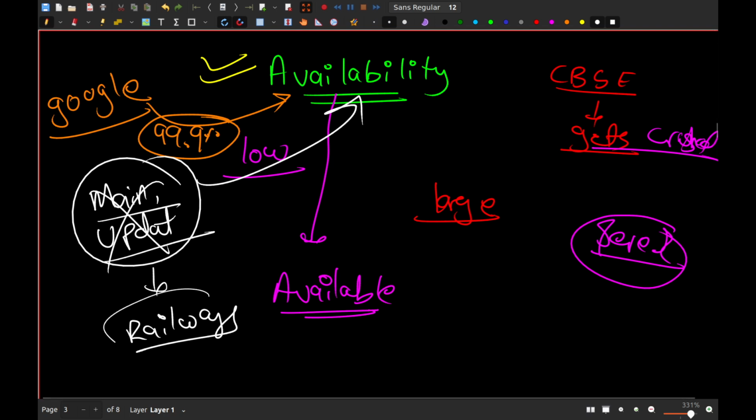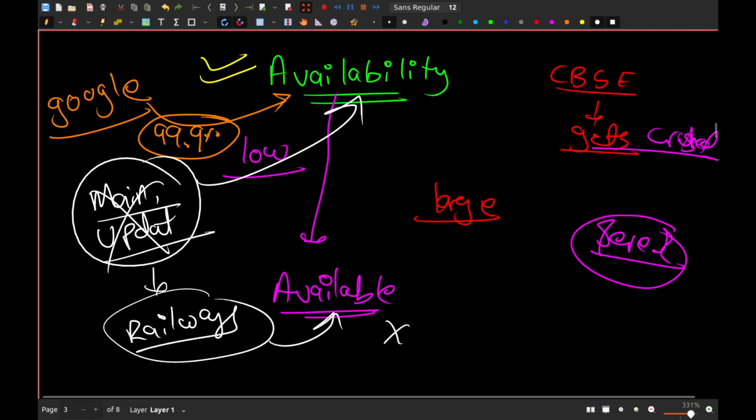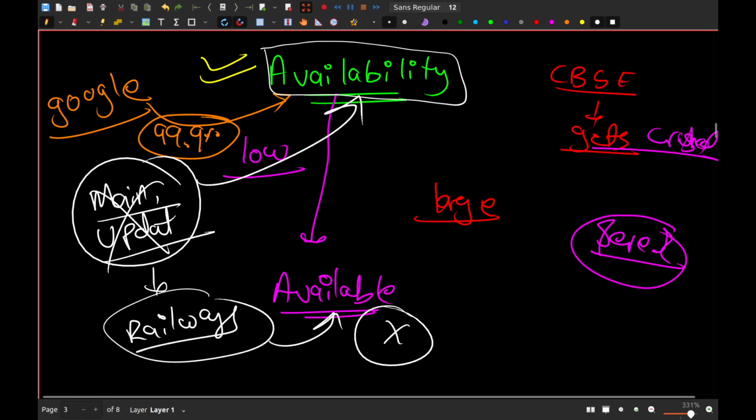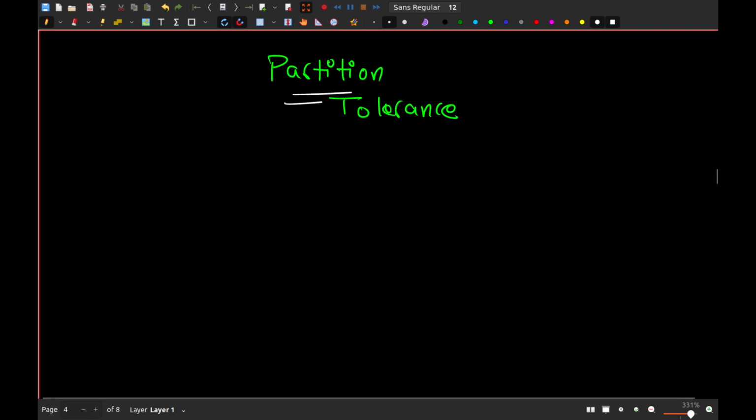But availability of the railways website is not there at night. So availability means the website or the service that any application is providing should always be available to the user. Third term is partition tolerance.